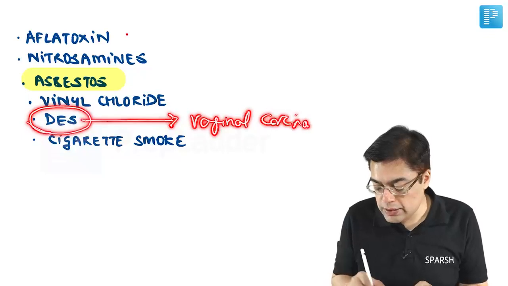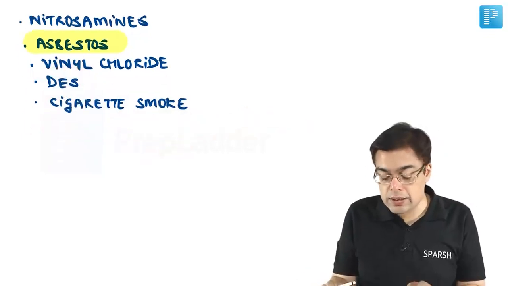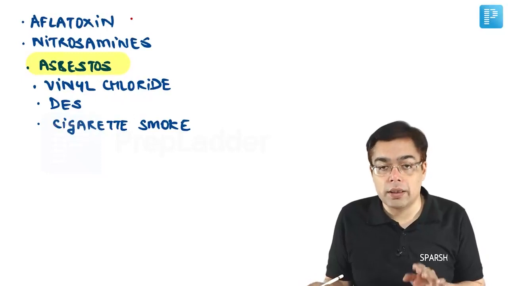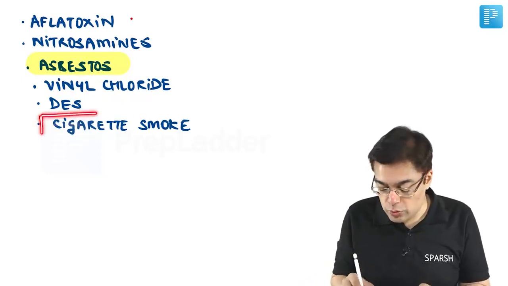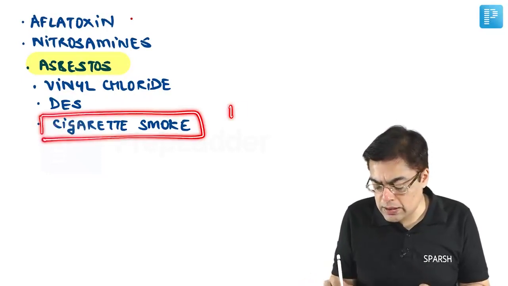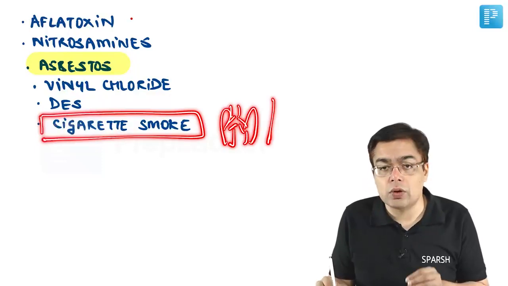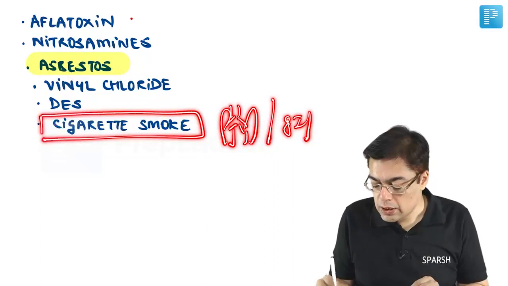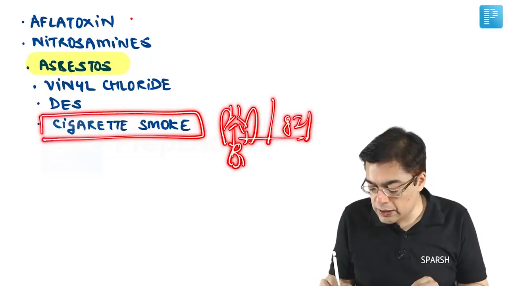And when we are talking about something like cigarette smoke, perhaps one of the commonest reasons for development of carcinoma in the current times, that can be associated with the increased risk of development of multiple cancers, including the liver cancer, including the lung cancer, including the presence of GI tract cancers, including the presence of kidney cancer, including the presence of urinary bladder cancer.